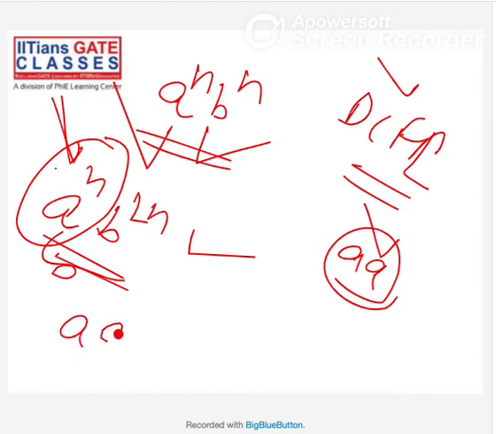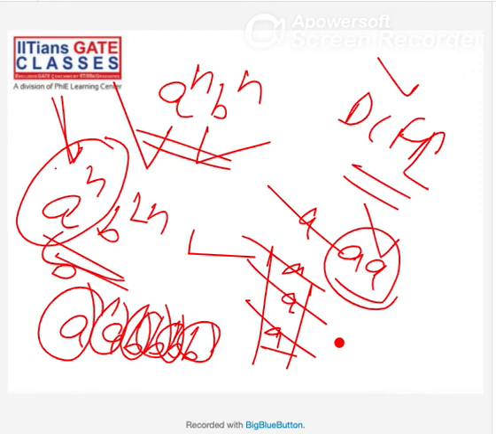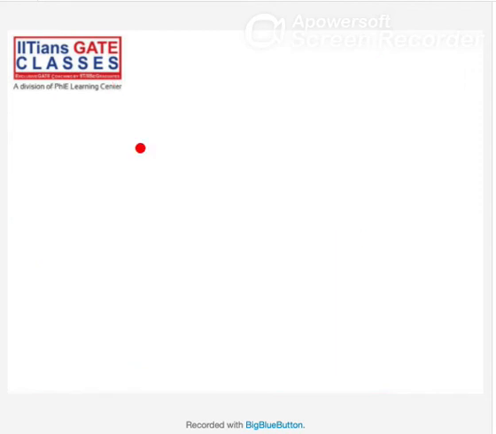For example, A, B, B, B, B. When you see this A, you push two A's. When you see this A, you push two A's. When you see this B, pop one A. When you see this B, pop one A. When you see this B, pop one A. This is how you can do it. Push and pop are very clear.